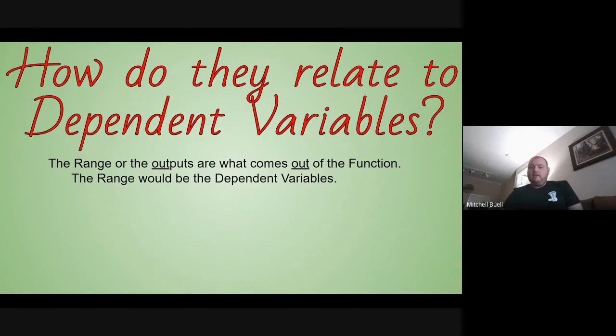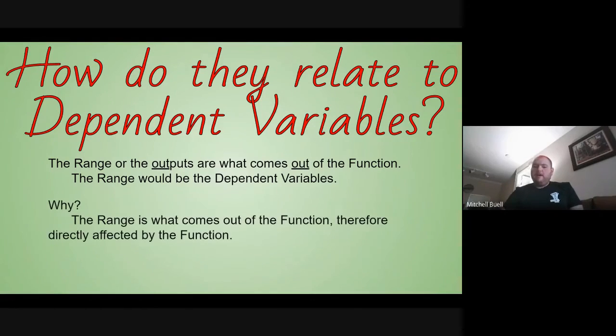On the other side, how do they relate to dependent variables? The range or the outputs are what comes out of that function. So the range would be dependent variables. But why? The range is what's coming out of that function. Therefore, it's directly affected by the function. So if the function is to change in any way, that output or that range is directly affected by the change of the function.